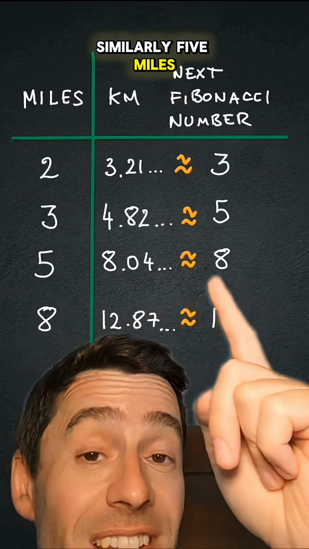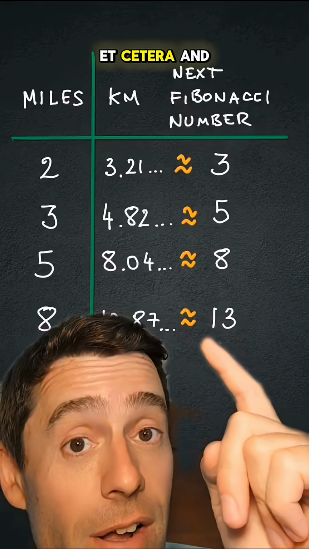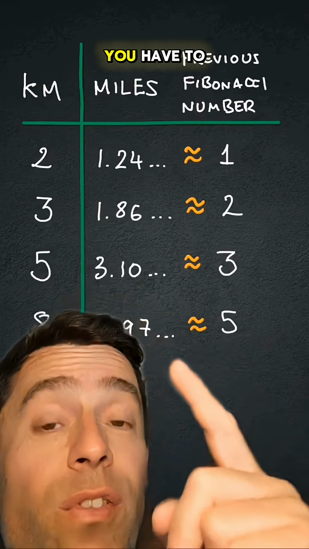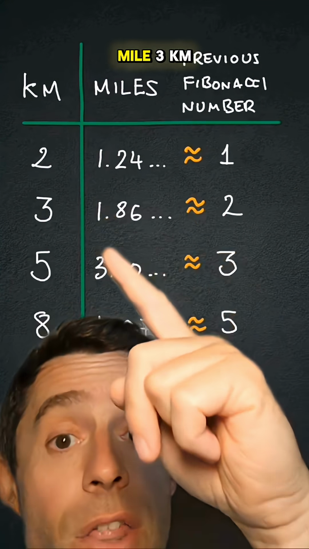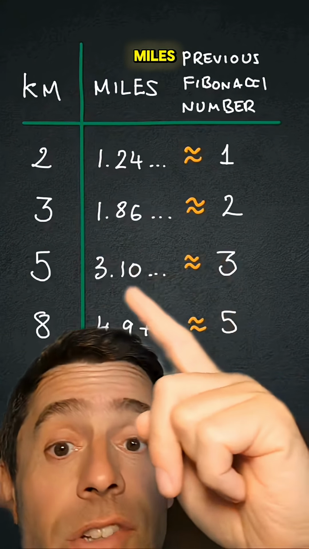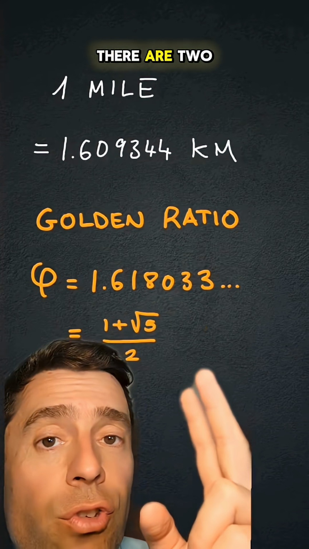Similarly, 5 miles is about 8 kilometers, 8 miles is about 13 kilometers, etc. And to go from kilometers to miles, you have to use the previous Fibonacci number. So 2 kilometers is about a mile, 3 kilometers is about 2 miles, 5 kilometers is about 3 miles, and so on. There are 2 reasons for this.